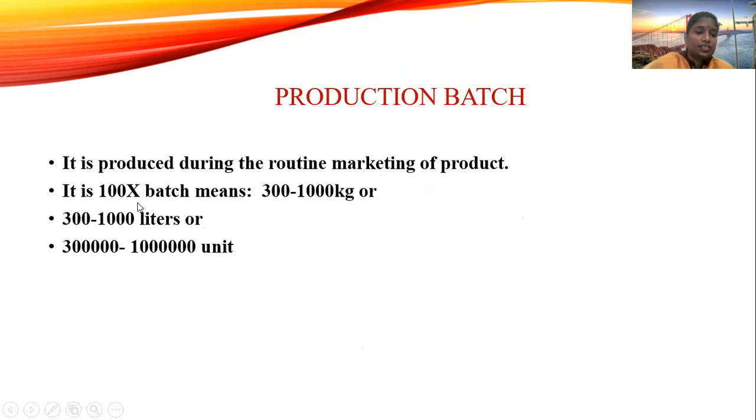Coming to the production batch, it is produced during the routine marketing production of the product. So this is the running production batch. It is 100 times larger than the pre-exhibit batch. It is almost 300 to 1000 kgs, or 300 to 10,000 liters, or 1 lakh to 3 lakhs, to 10 lakhs units. So it is 100 times bigger than the pre-exhibit batch.